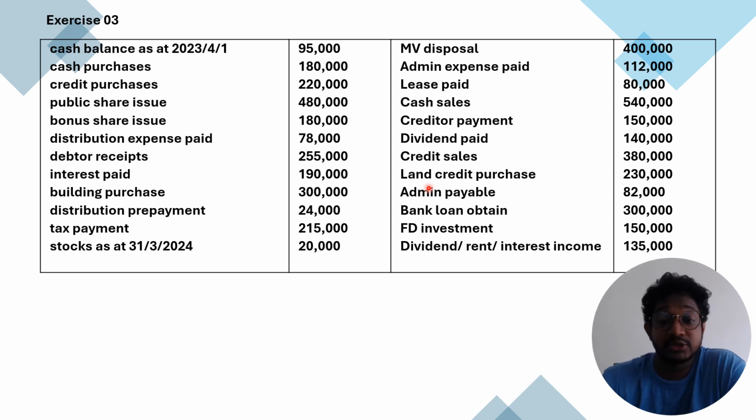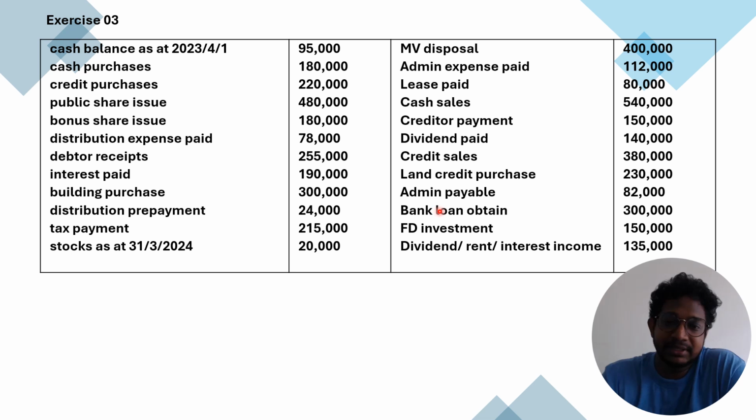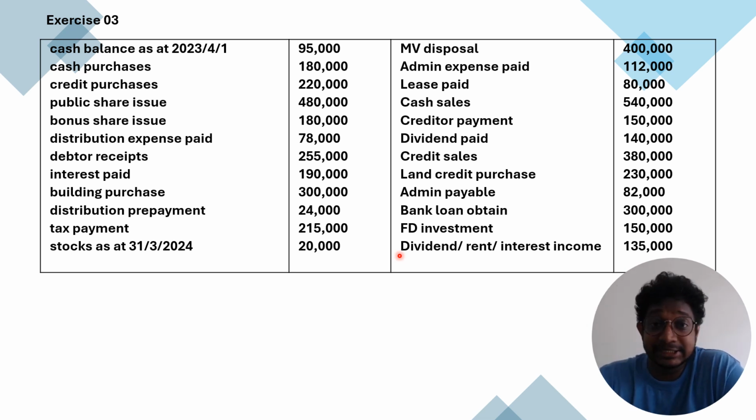Land credit purchase. Yes, you are purchasing this land on credit, so you are not recording that. And admin payable, no, you are not recording it because it's a payable amount, it's a liability. Bank loan paid, bank loan obtained. You are getting money from a bank loan, so it's financing activities, cash inflows. FD investment, you are investing in the FD, so that is in investing activities as cash outflow. Dividend, rent, and interest income. These are the incomes that you are generating from your investing activities. So that comes in investing activities as cash inflows.